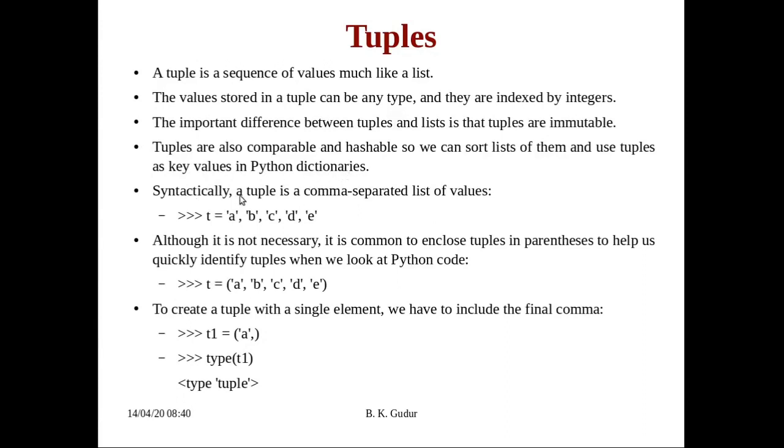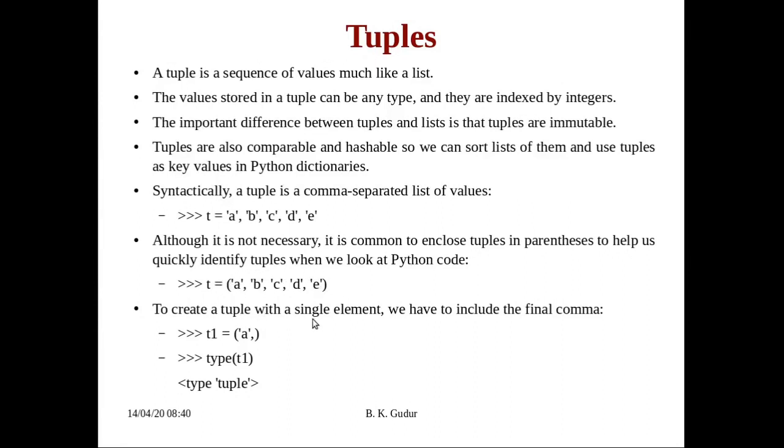So in syntax, a tuple can be declared as shown here. t is equal to, say here, so this is a tuple of characters where all the elements are separated by commas. So very important, a tuple is a comma separated list of values. Although it is not necessary, it is common to enclose tuples in parentheses to help us quickly identify tuples when we look at the Python code. Without parentheses also we can define a tuple. To identify it properly and quickly, we can enclose the tuple elements within parentheses.